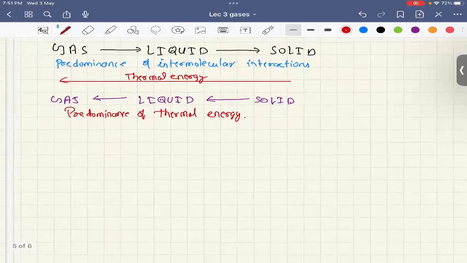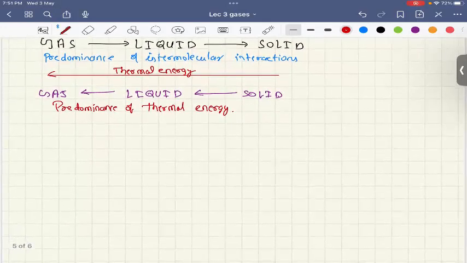Now let us define what is melting point and boiling point. When a solid is heated, it melts to form a liquid, and the temperature at which a solid melts to become a liquid is called the melting point. On further heating, a liquid changes to vapor, and the temperature at which a liquid changes to vapor is known as the boiling point.